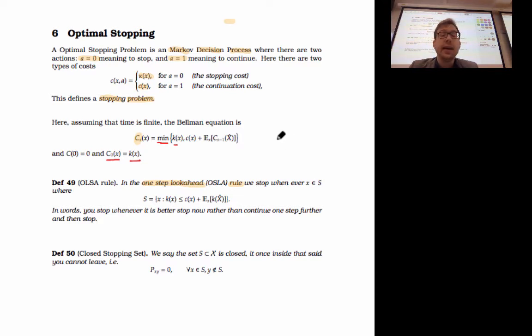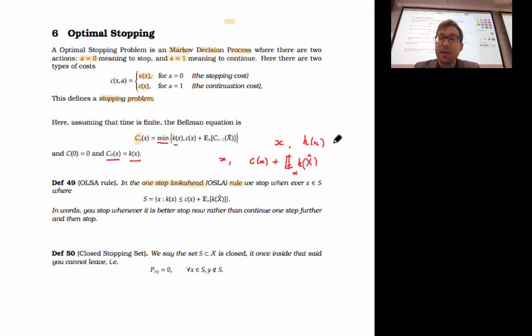So let's say I'm at state X, and let's say that I stop now. What's the cost? Capital K of X. Now let's say I'm in state X and I decide to continue one step further and then stop. What is the cost then? They've got a continuation cost, C of X. And then let's say I arrive next in state X hat, and then I decide to stop there, so I get K of that, and I look at the expected value of that quantity from X.